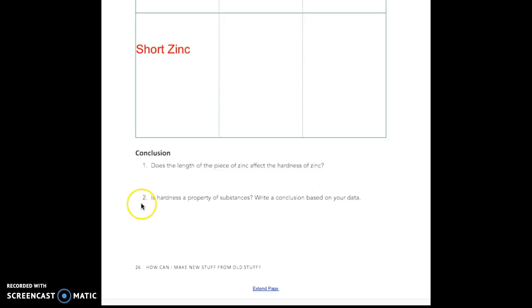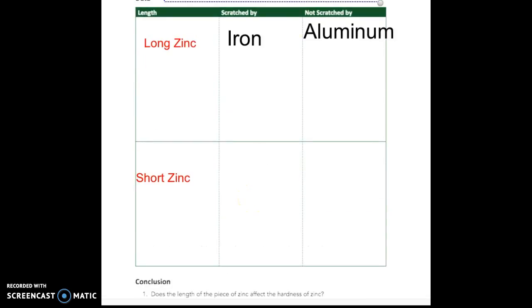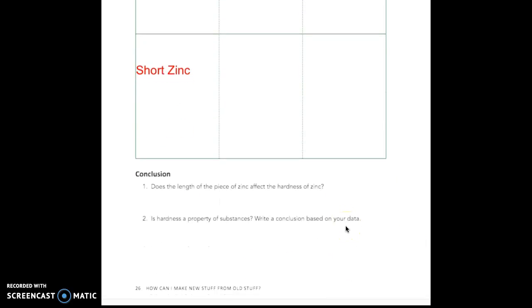Question 2 is a little more tricky. Question 2 says, is hardness a property of substances? Write a conclusion based on your data. When they say conclusion, they mean CER. They mean make a claim that answers this question, is hardness a property? Support it with evidence that comes from your data table here, and provide some reasoning related to a scientific principle to help you explain the science behind your answer.